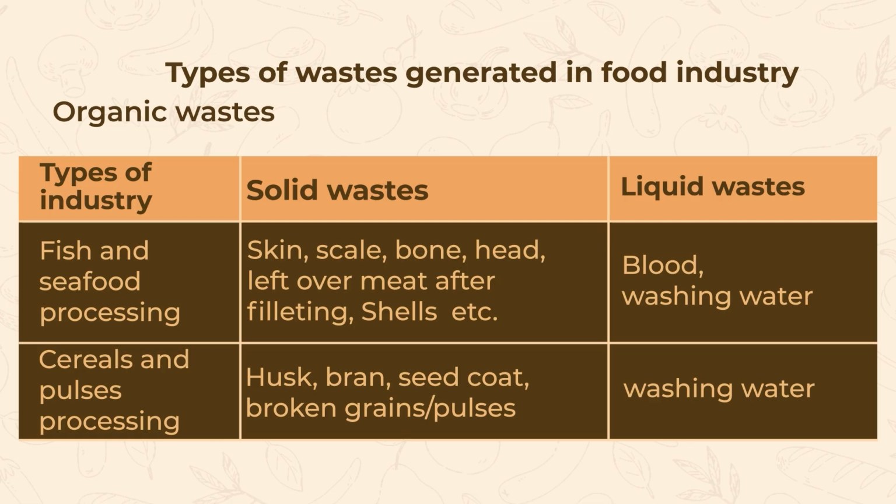From cereals and pulses processing, one can have husk, bran, seed coat, broken grains or pulses as a solid waste and the washing water as the liquid waste. So, these are the examples of the organic wastes which are generated in the different food industry.